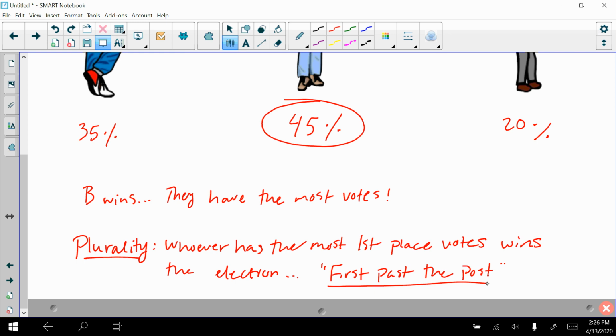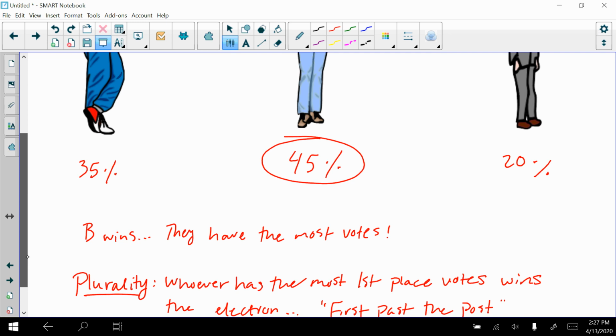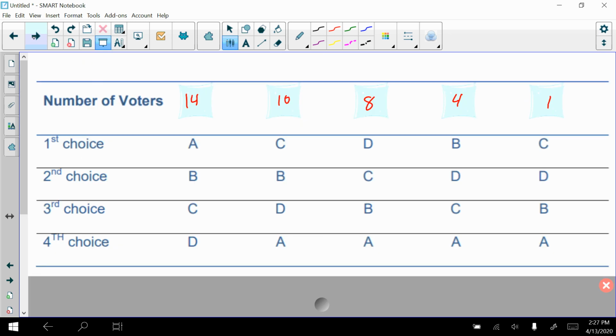Turns out that a lot of public offices in the United States are actually determined by plurality. Pretty much every one other than the president is determined by plurality. Whoever has the most votes wins the election. So this is the first one that we're discussing in this video. Let's jump to another example.